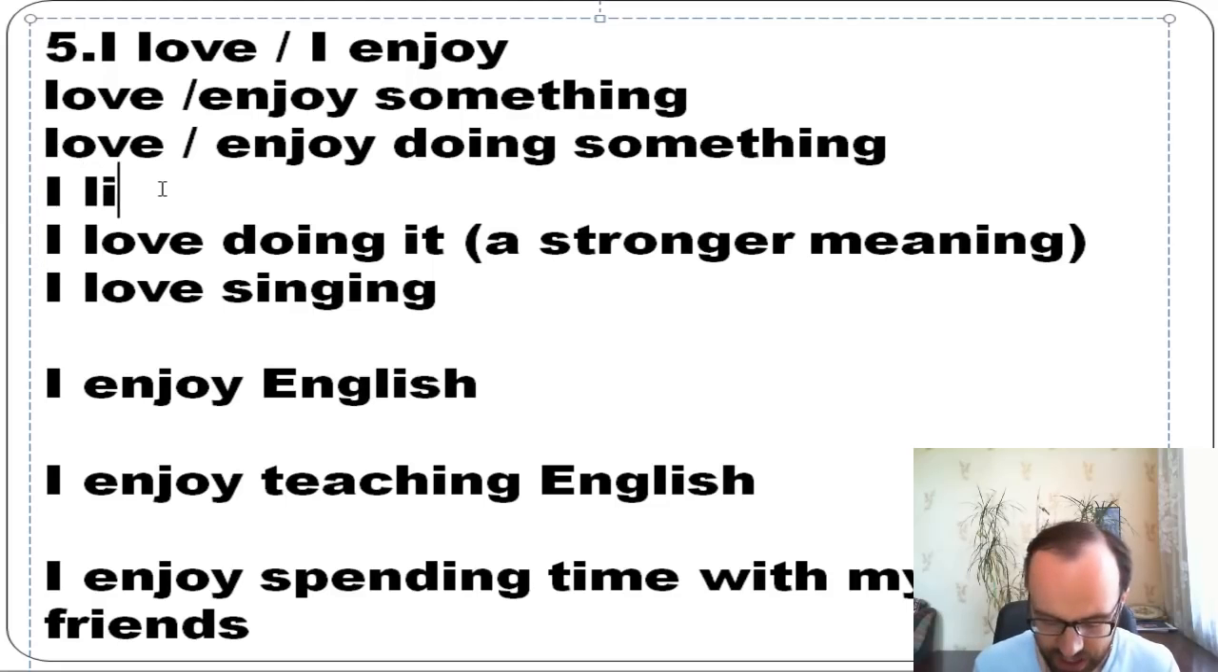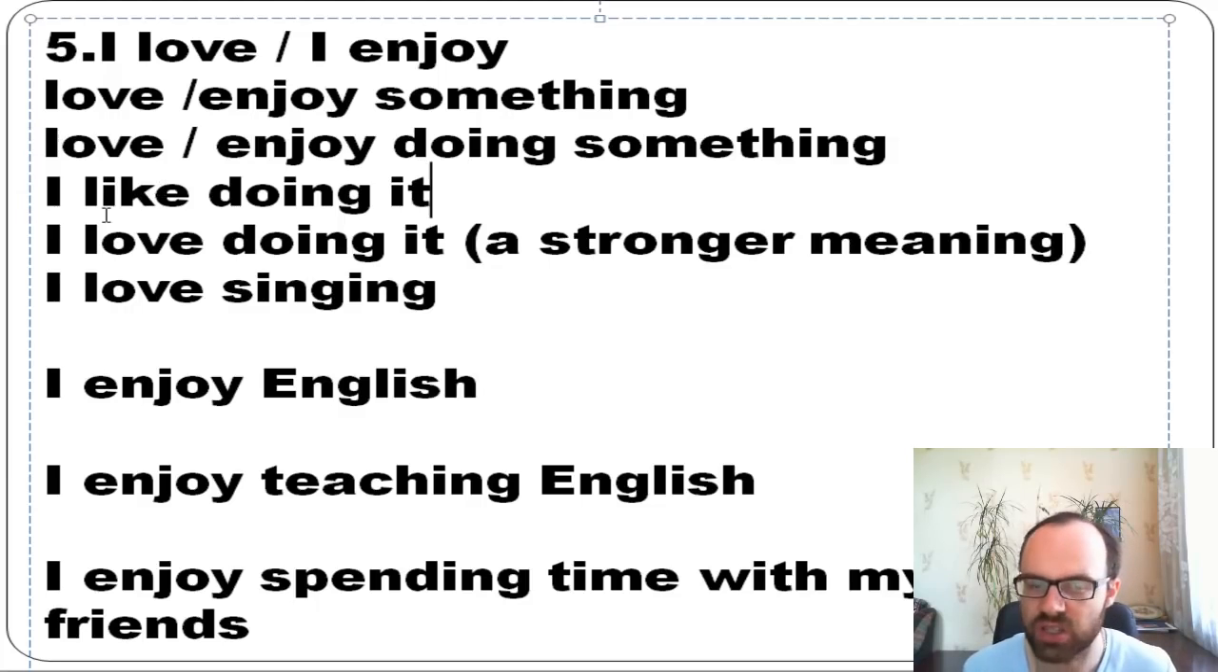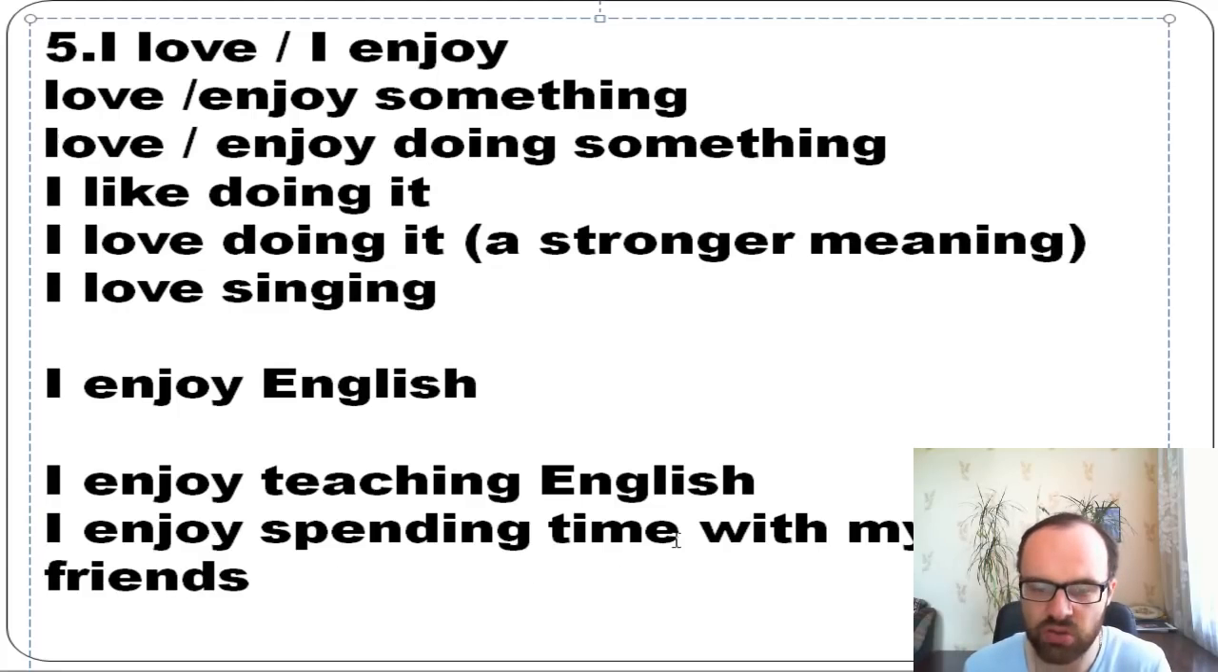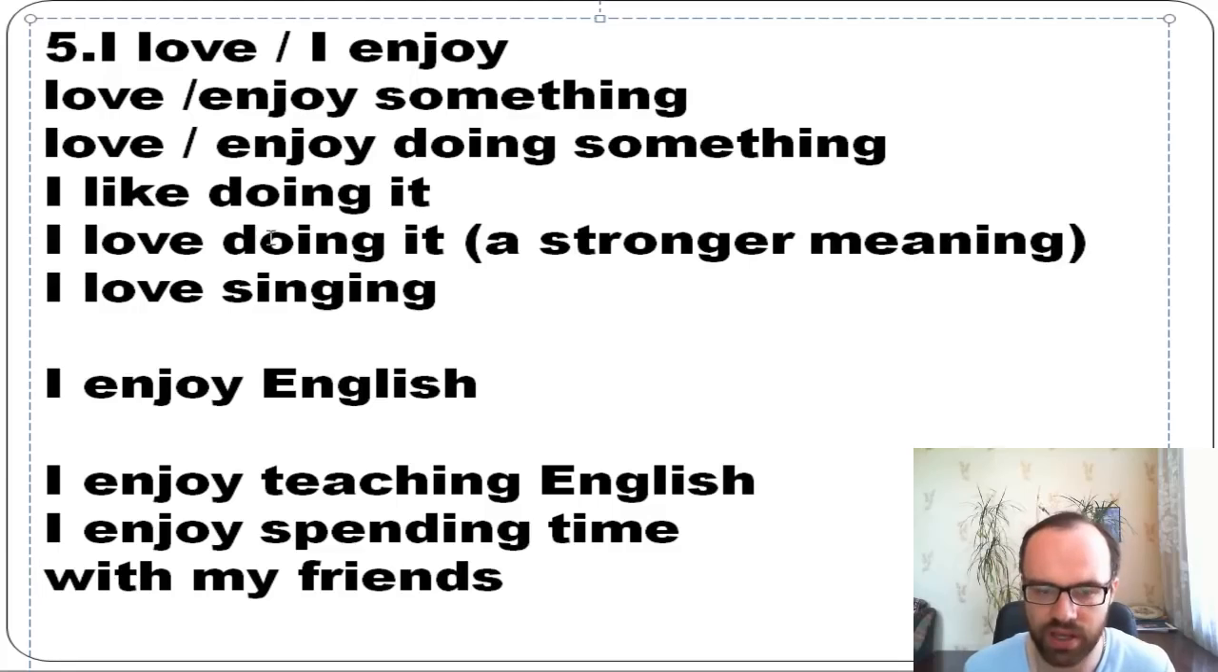So you can say, yeah, I like doing it. But you know that love is stronger. It sounds stronger, and we often hear I love doing it. So it means you really like it. Okay, so I love singing. Or what things do you like doing? Or you can say I like it, I really like it, or I love it, I love doing it.